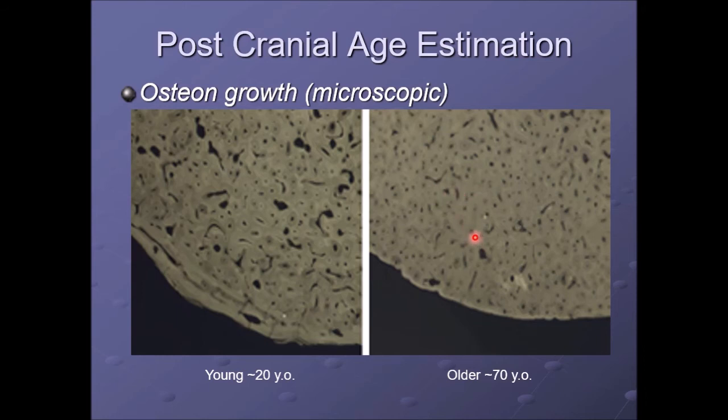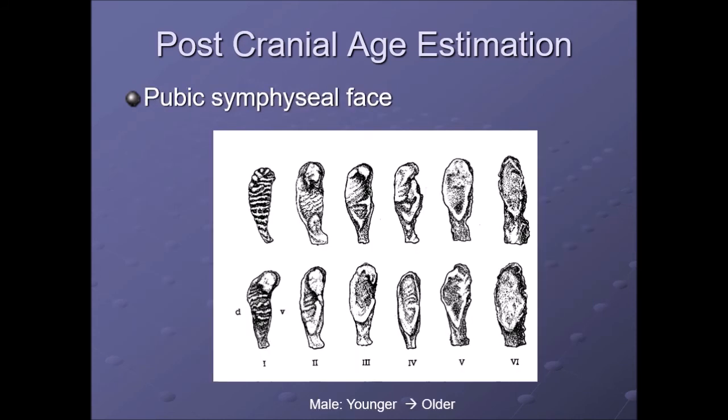They're still there in some places, but you see there are a lot less of them in the older individual. Postcranial age estimation can also use that symphyseal face, the pubic symphysis. Remember, we met this earlier when we were talking about sex estimation. The pubic symphysis has these very peculiar markings, and they go from phase 1 to phase 6. Here you see phase 1 is the younger side, phase 6 is the older side.